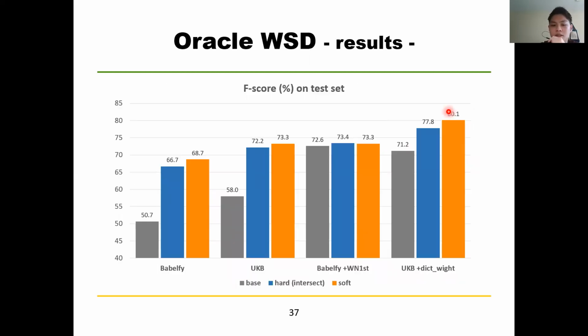So here are the results on the test set. As you can see, SoftConstraint shows substantial improvement over the base system, with up to 50% F-score gains. And although HardConstraint can also show good improvement due to the Oracle setting, SoftConstraint keeps outperforming HardConstraint. The reason for the modest improvement in Babelfy with the WordNet first sense is that Babelfy backs off for too many instances, about 80% of the test instances, to the WordNet first sense, precluding our use of translations.